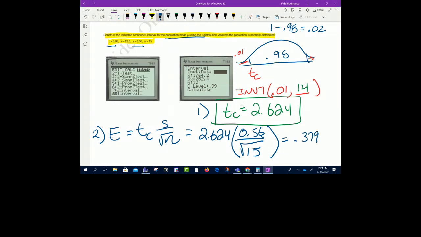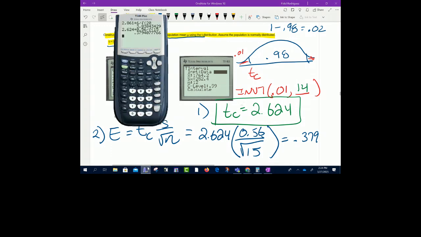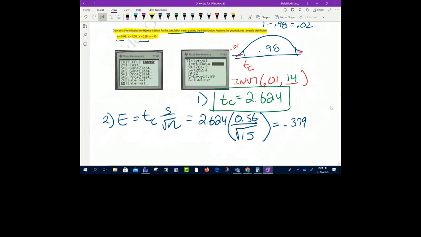Actually, no. I'm coming out with 3.829. Did you take 2.624 times 0.56 divided by the square root of 15? Yes, sir, exactly. But you have to divide it by the square root of 15. You just did the square root of 15. Oh, okay. All right. Is anybody else getting 0.379? Are we all doing okay so far? All right. So look, y'all, we found our error, right?